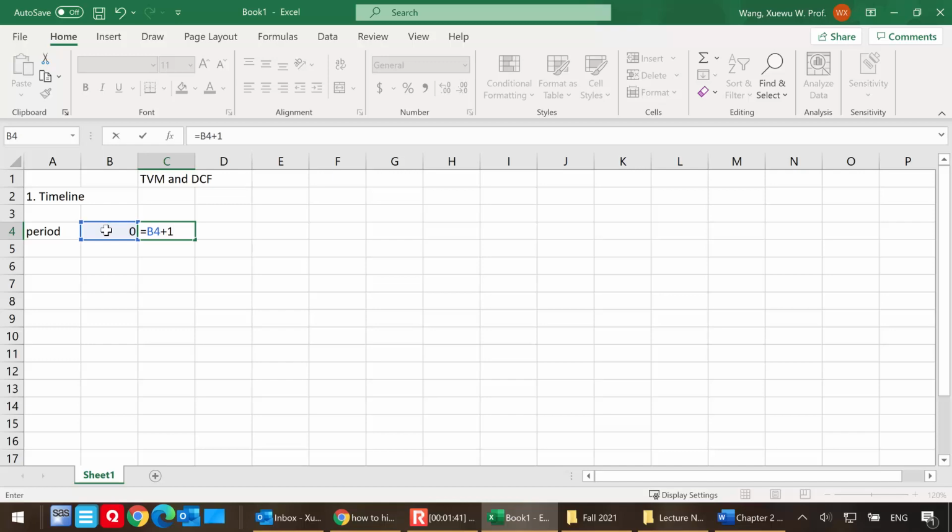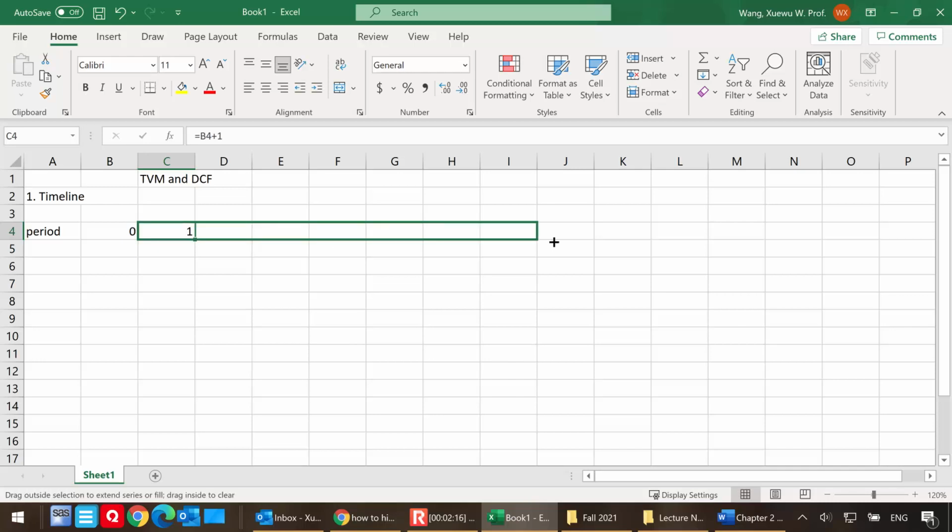I'm building a formula. So I have one period from today, but I don't have to simply type down one here. Instead, I can do a little formula. All right, so my cell C4 is actually a formula that's actually referring to cell B4. Well, B4 is 0, so B4 plus 1, that will get me 1. All right, so now I can put my cursor here on the bottom right corner. My cursor becomes a cross. I can hold my left click and drag it. Okay, so now you see that I just built a 7-period timeline.